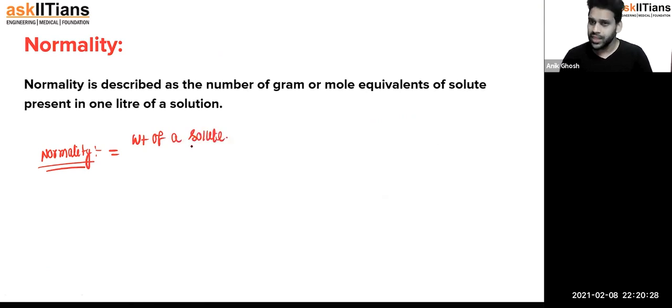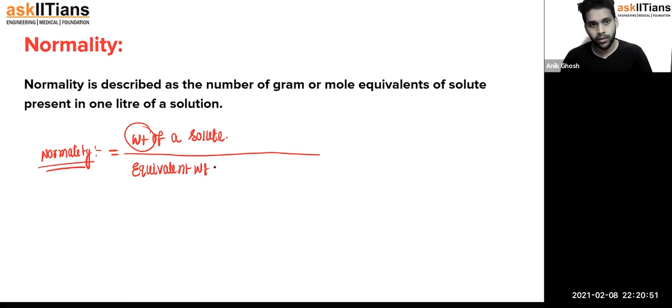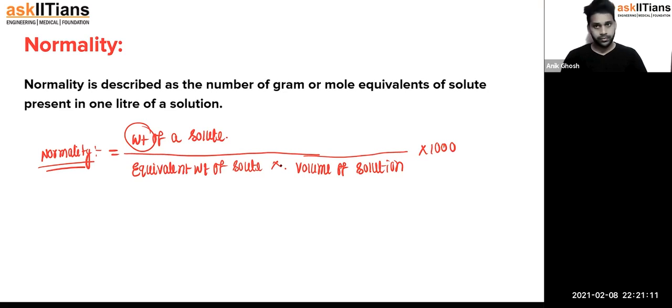Okay, you can say the gram molecular weight as well. So what I mean by weight here is the gram molecular weight, or the molar mass, divided by the equivalent weight of the solute, into volume of the solution, into 1000. Okay, fine.